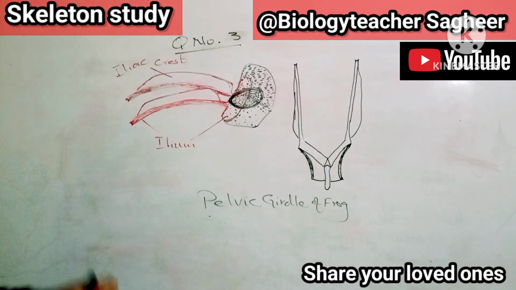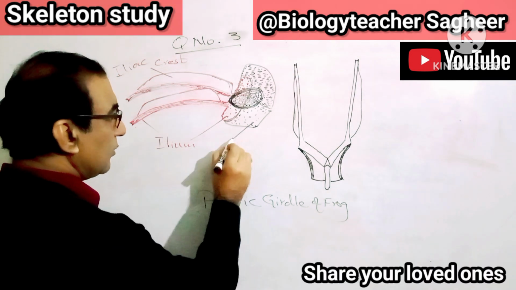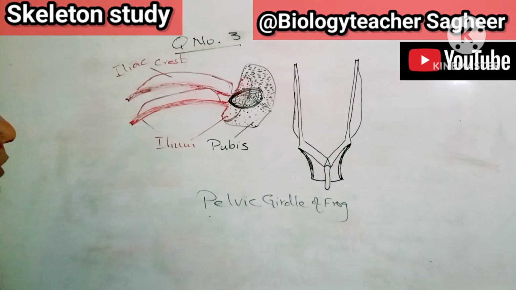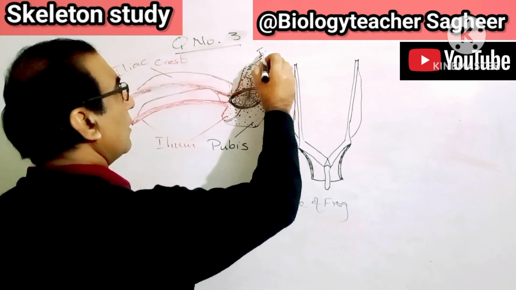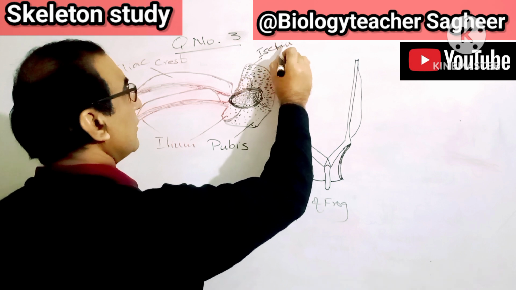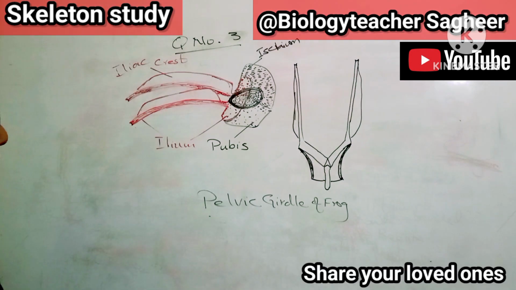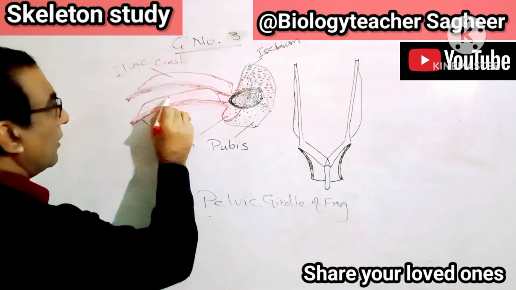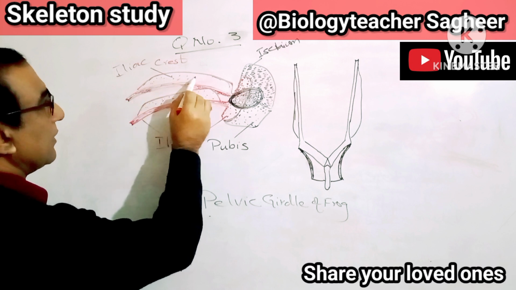And this one is what? Pubis. Okay. And this is ischium. Well, this is the side view of the pelvic girdle of frog. This is the crest.